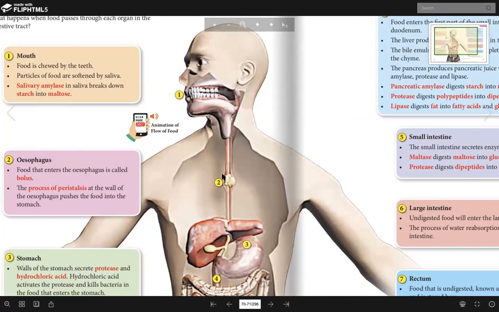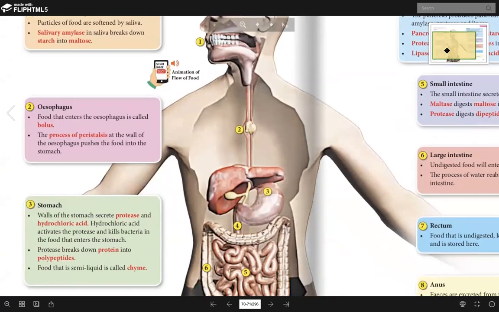Okay, so when the muscle in the esophagus contracts and relaxes, this will enable the food ataupun bolus. Ni awak tengok ni. Food that enters the esophagus is now called bolus. Kita tak panggil makanan dah. Kita panggil dia sebagai bolus. So when the muscle in the esophagus contracts and relaxes, it will enable the bolus to push down. Okay, from where to where? From the esophagus to the stomach. Okay, stomach is the next organ.